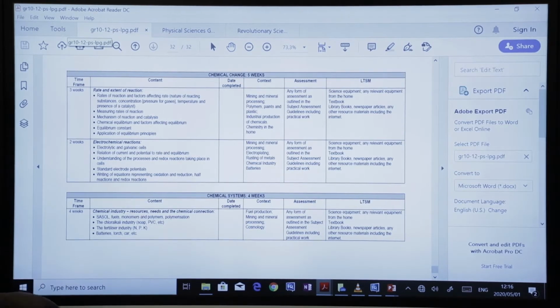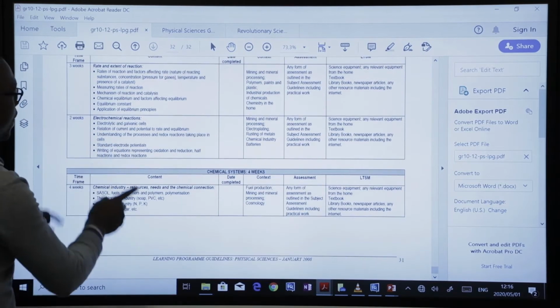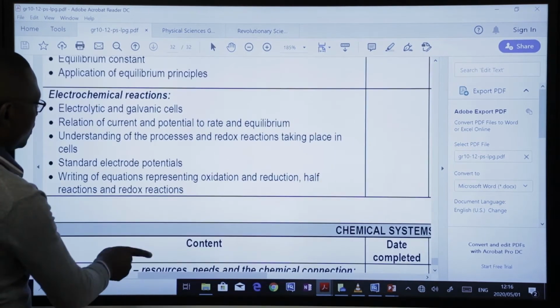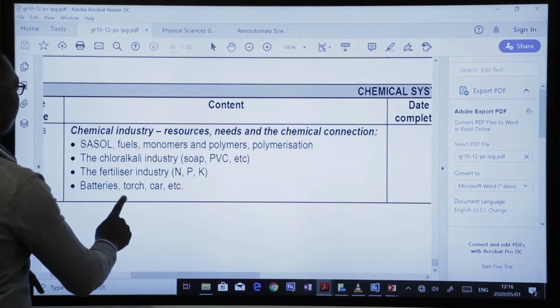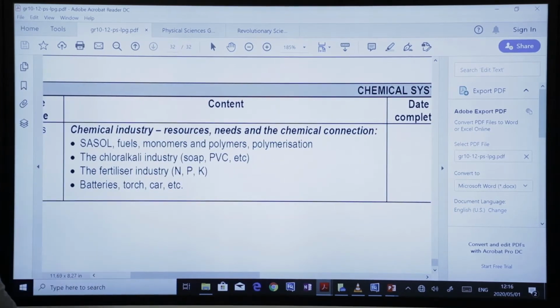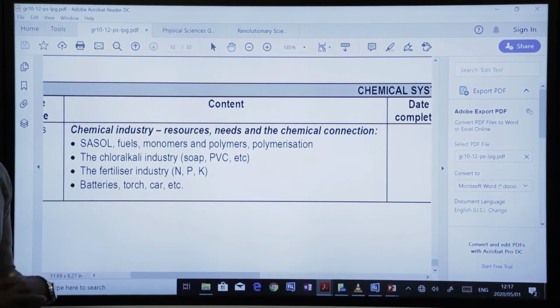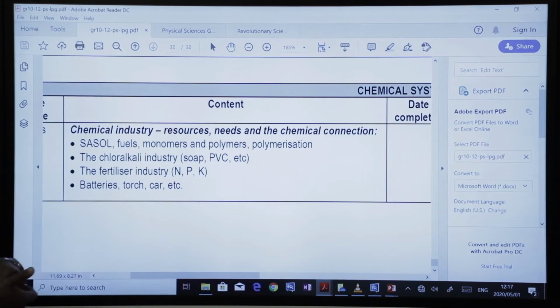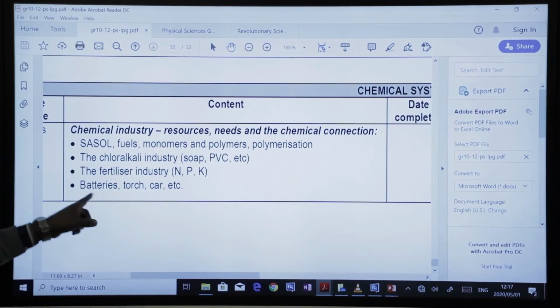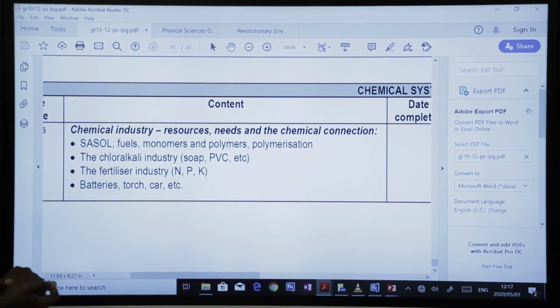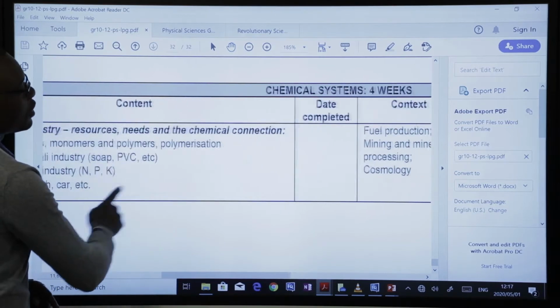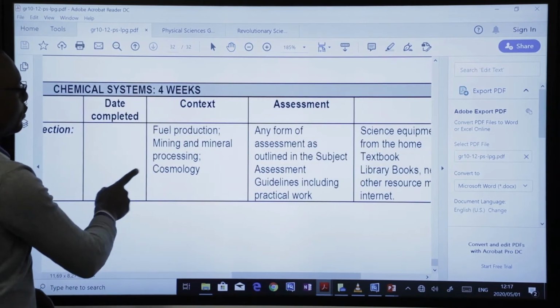The last part of this section we want to deal with is going to talk about the chemical industry, resources, needs, and chemical connections, where we apply electrochemistry at industrial scale. In this content, we are going to deal with batteries, torches, and cars, and how they actually work.